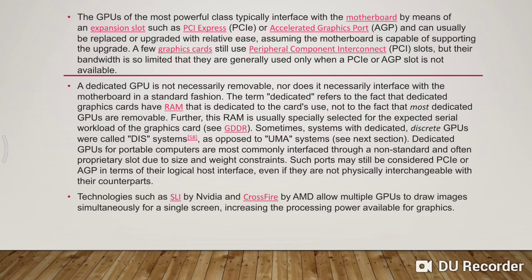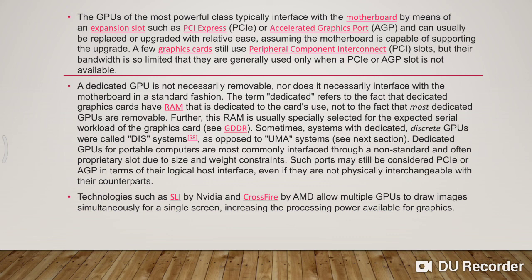The GPU of the most powerful class typically interfaces with the motherboard by means of an expansion slot such as PCI Express or accelerated graphics port, and usually a few graphics cards still use peripheral component interconnect. A dedicated GPU is not necessarily removable, nor does it necessarily interface with the motherboard in a standard fashion. The term dedicated refers to the fact that dedicated graphics cards have RAM that is dedicated to the card's use, not to the fact that most dedicated GPUs are removable.